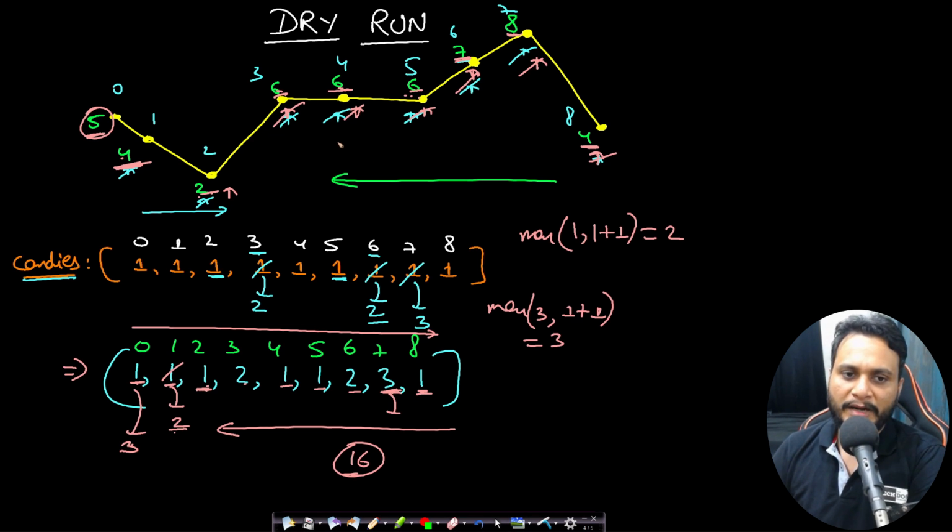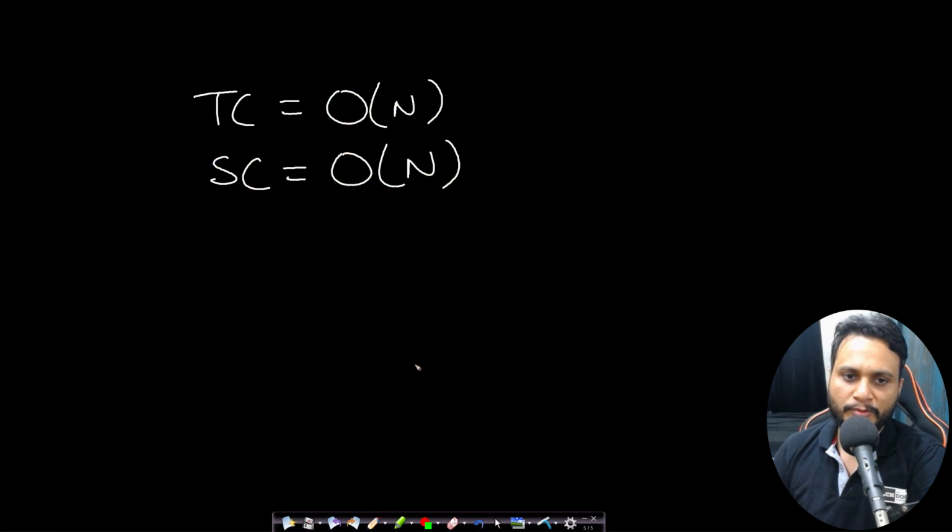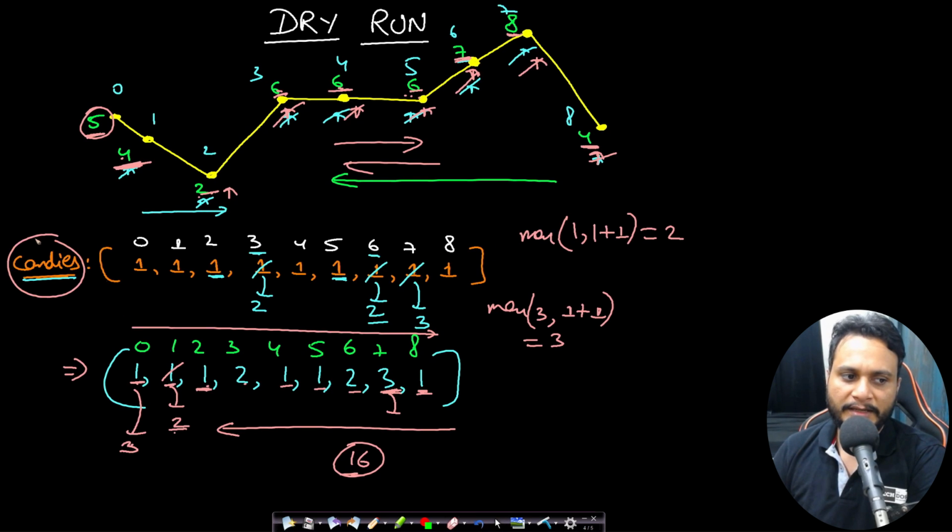So in this case, I am iterating over the entire array 2 times. So the time complexity is going to be order of n, and space complexity is order of n due to the candy's extra space, right? So I hope it is clear. Let's now look at the code.